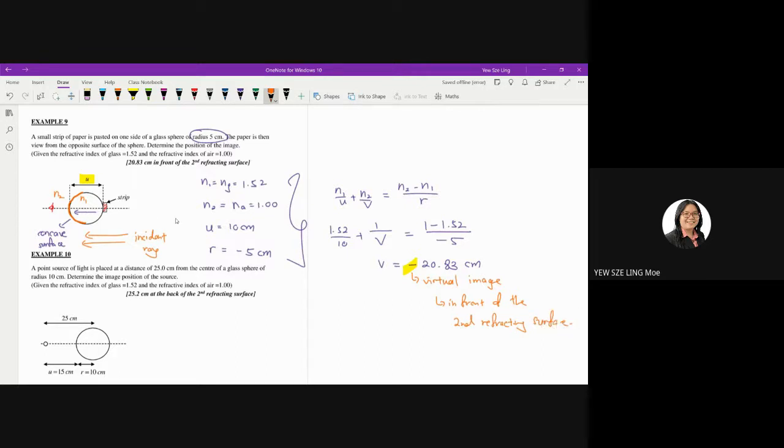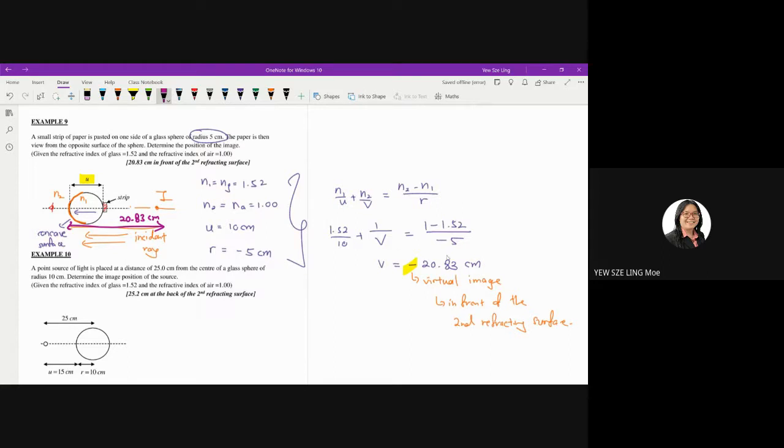Meaning that now your image is somewhere here. This is your eye. So the distance from the surface, from the pole until here, is 20.83 cm. So that is the meaning of negative 20.83.